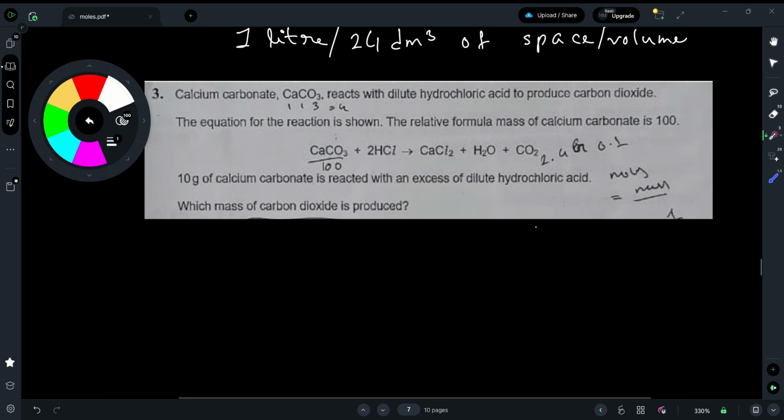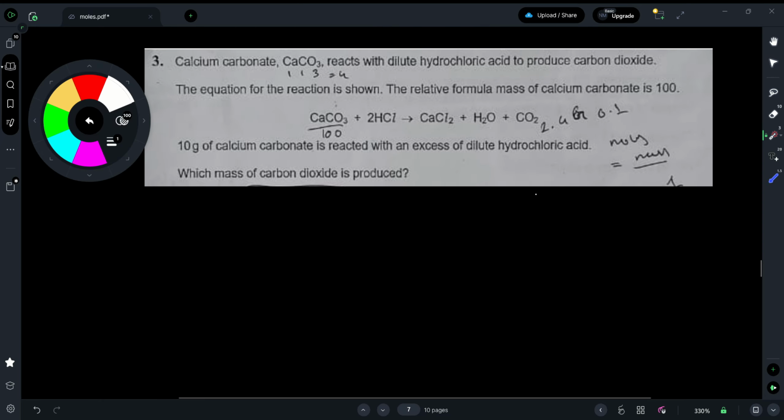So we've been given this reaction. This is nothing important. You have calcium carbonate. You have hydrochloric acid. Please ignore the sketches I've made. And calcium chloride plus water plus carbon dioxide. We've also been given the relative formula mass, or the molecular mass, of calcium carbonate, which is 100.